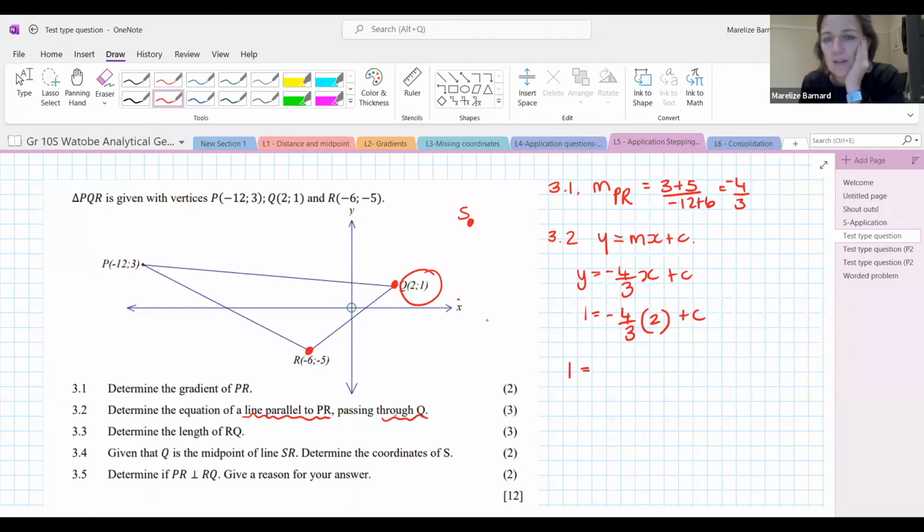Okay, and then we're going to multiply minus 4/3 by 2. It's minus 8/3 plus c, and we're going to solve for c by adding 8/3 on both sides, and then you get 11/3. It's equal to c. Final answer is minus 4/3x plus 11/3.